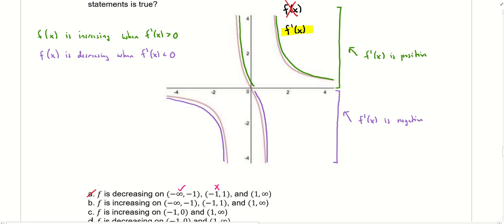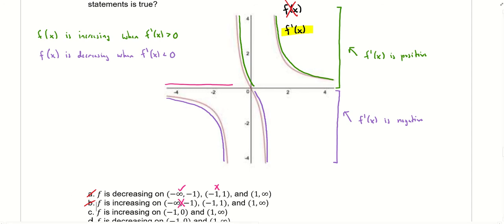Let's look at option B. Option B starts by saying that f is increasing on the interval from negative infinity to 1. Sorry, negative infinity to negative 1. Well, we just said above that's where we've got a negative first derivative, which means that's where our function is decreasing, so that's not true. So we can automatically eliminate option B.